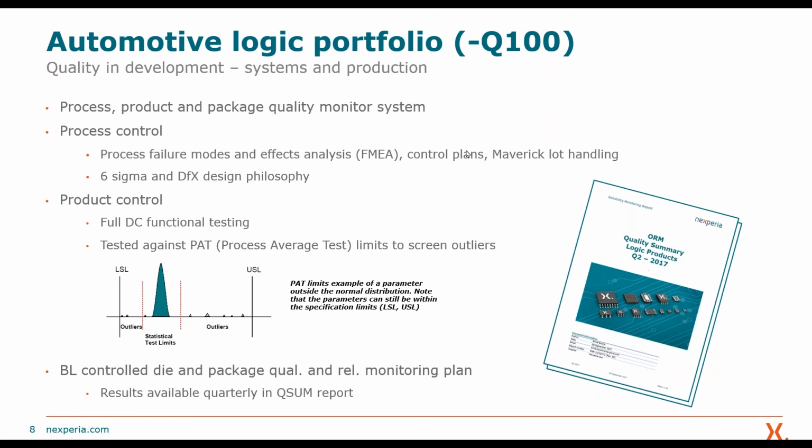Apart from doing full DC testing, during the electrical test process, we do PAT. So basically we use average test limits or statistical test limits to screen out the outliers within the automotive lots. Although the outliers may be qualified for standard customers, they are totally out of the question for automotive customers. And to ensure continuous reliability, we maintain an extensive reliability monitoring program that often exceeds the AEC requirement. The result of this program is published every half year, and this is called the QSUM report. You can always request this report via your Nexperia sales representative.